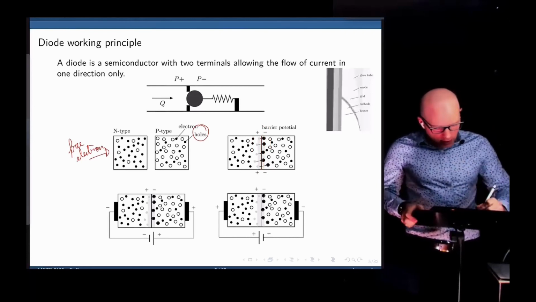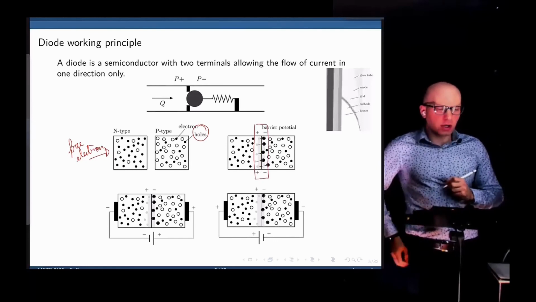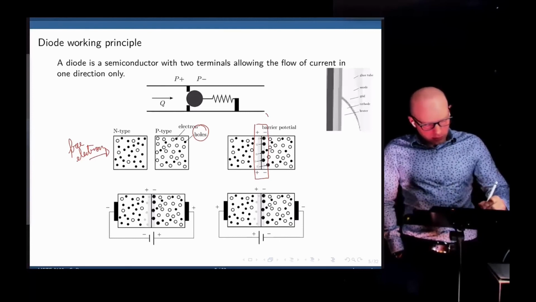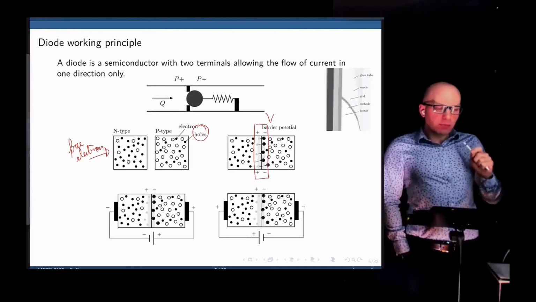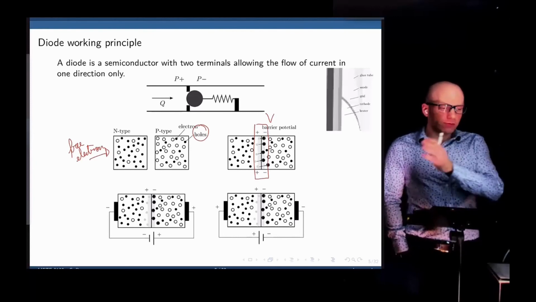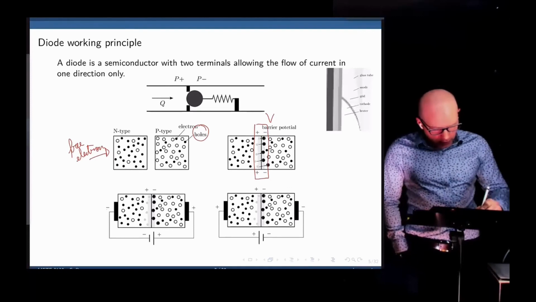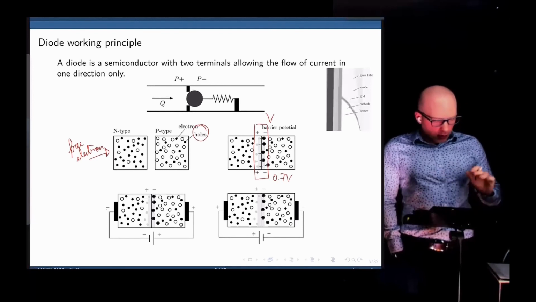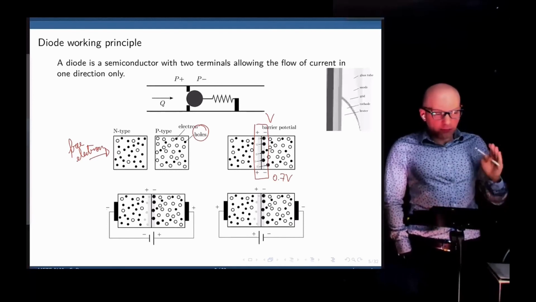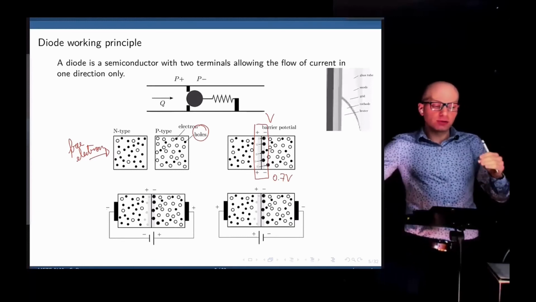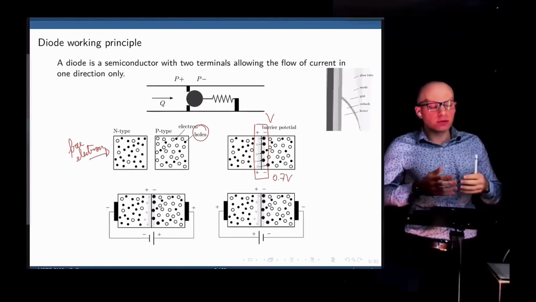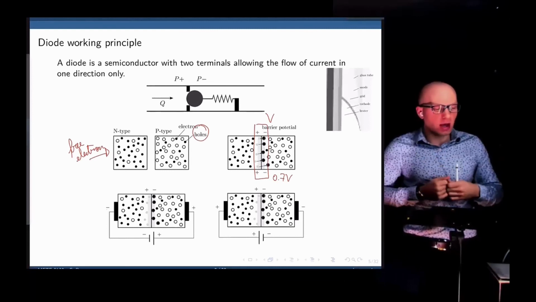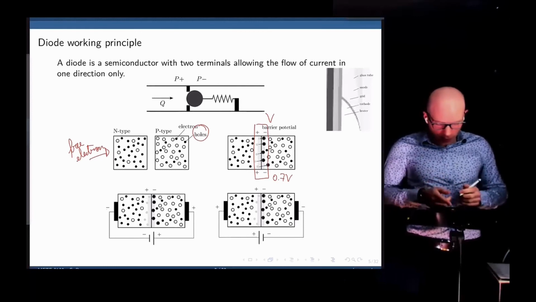This creates a voltage drop that we call a barrier potential, let's call that V, that establishes there and prevents further migration of electrons from one side to another. This is typically around 0.7 volts for silicon. Now that we've created this barrier, it will prevent further migration of electrons from one side to another, but it will also prevent current flowing in one specific direction if we now use an external power supply connected to this. So let's see the first example here.